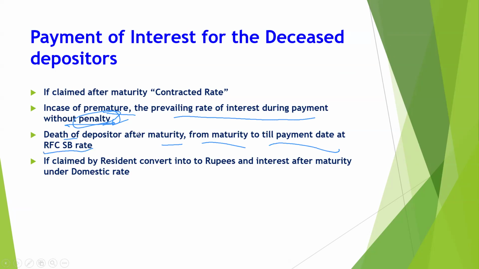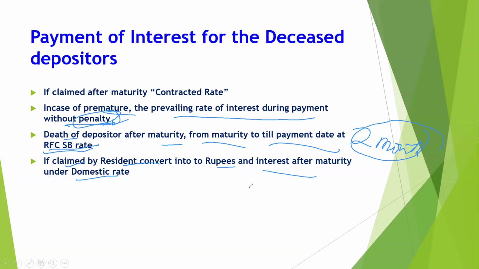The death of a depositor after maturity. Suppose after maturity, the person is deceased. After that, suppose for 2 months the FCNR has run, okay, if it is available for 2 months, what the bank will do is give the RFC savings account rate. If claimed by the resident, convert into rupee and interest after maturity under domestic rate.